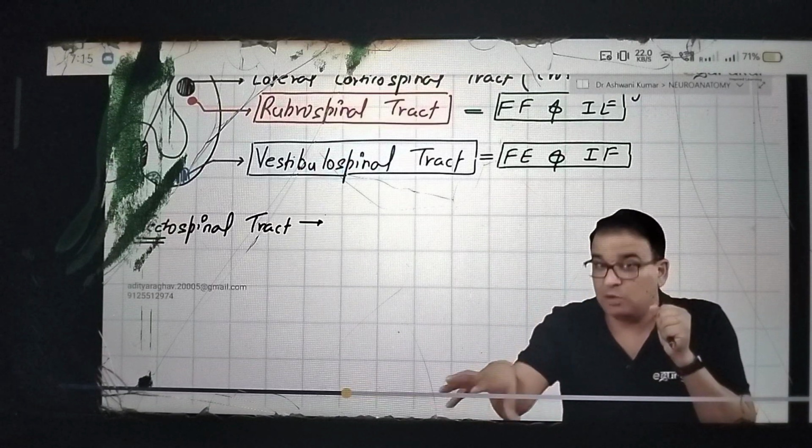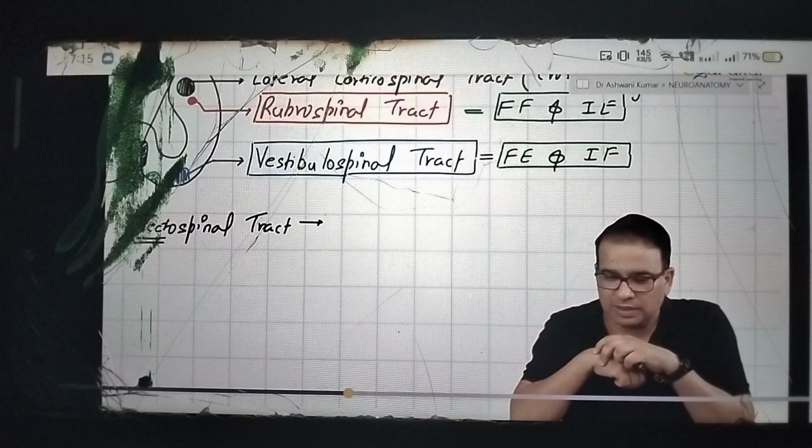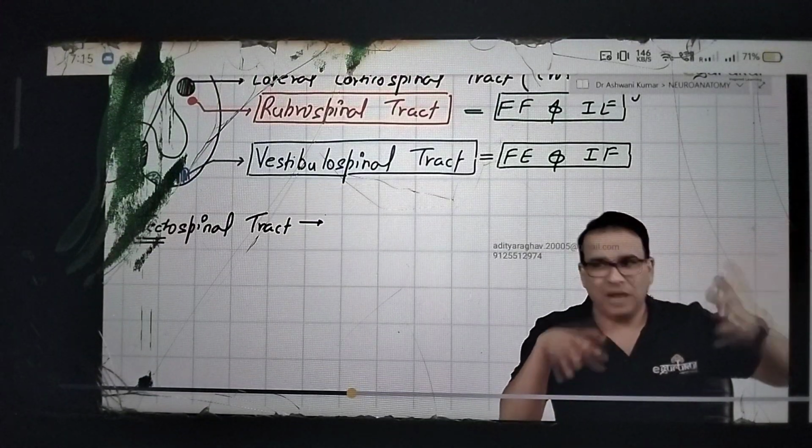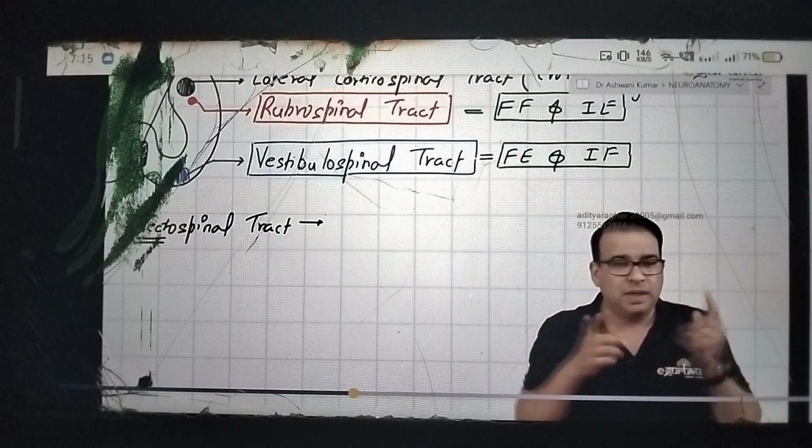I fix my eyeball to that car because I want to look at it. And now when the car is going, my head is moving along with it, and my eyeball is also moving along with it. I'll keep on tracing the car till it is completely gone. So what is to be noticed here? My eyeball moved and my head and neck also moved together.